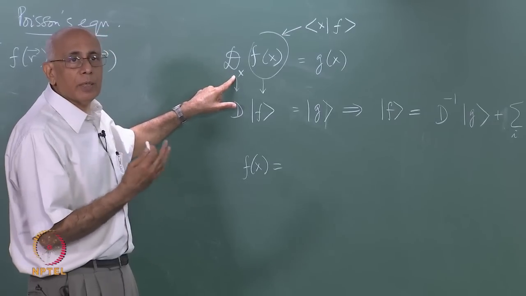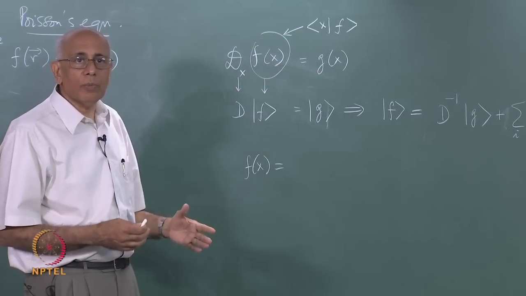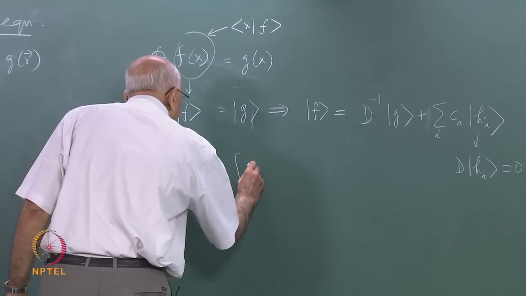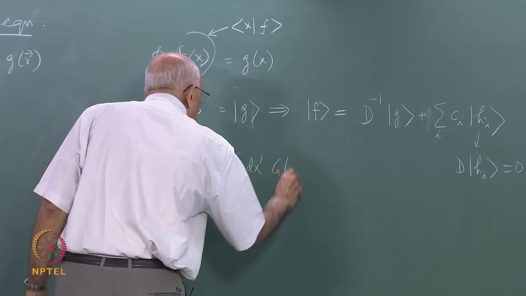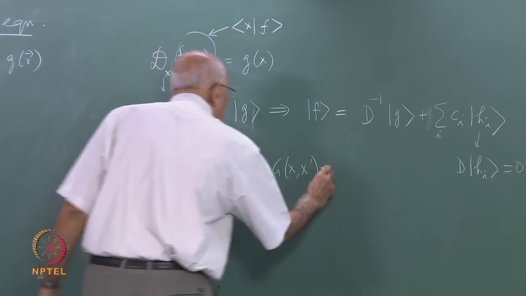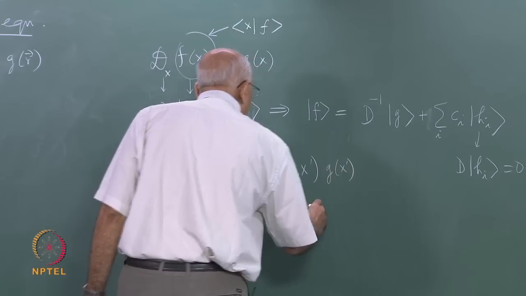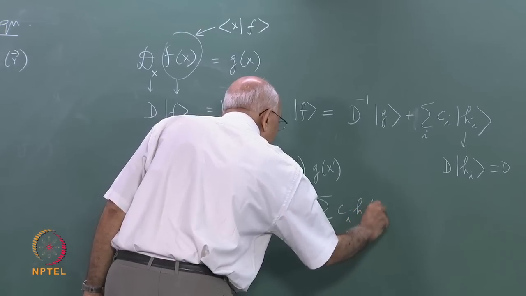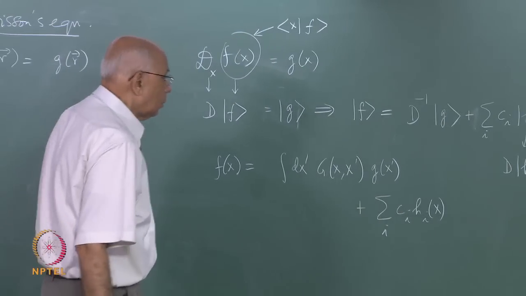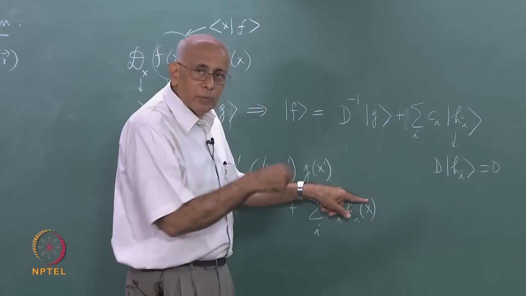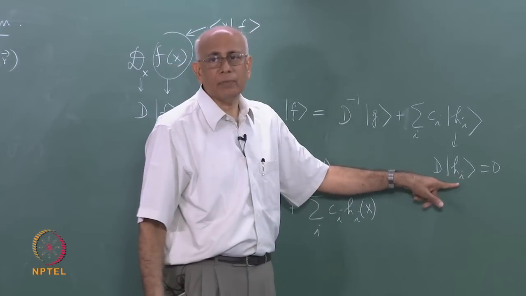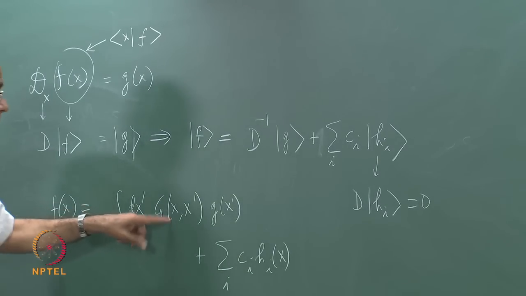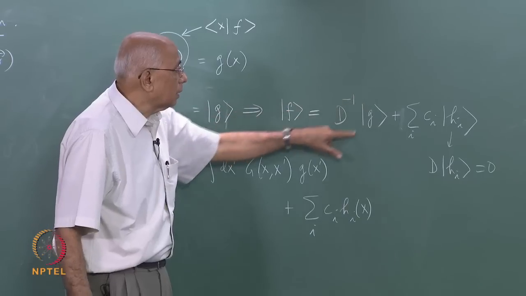This is a differential operator of some kind, so the inverse of it in general would be an integral operator. So this thing would be of the form an integral over dx prime, some G of x comma x prime, little g of x prime, plus of course a summation c_i h_i of x, where these are the representatives in the x basis of these abstract vectors in function space. So this G here represents this D inverse.